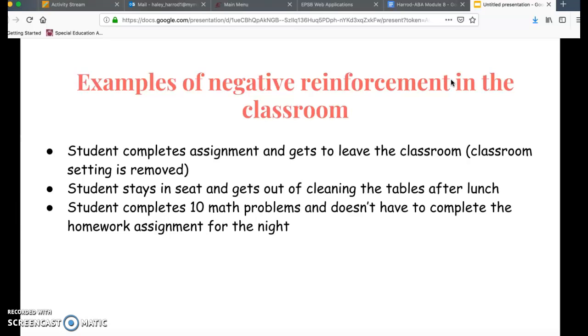And then another example is: student completes 10 math problems and doesn't have to complete the homework assignment for the night.